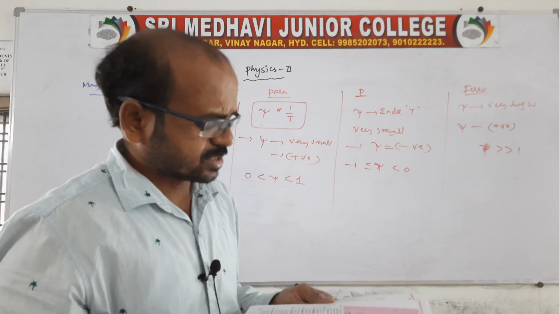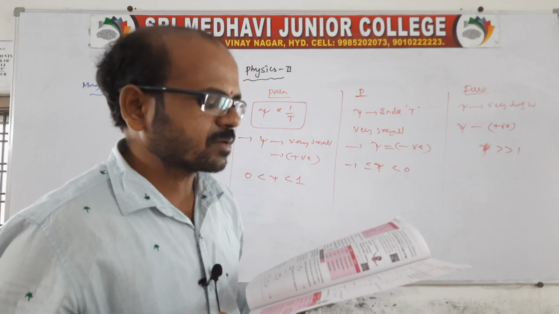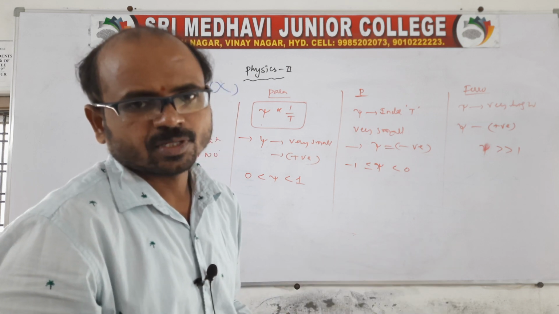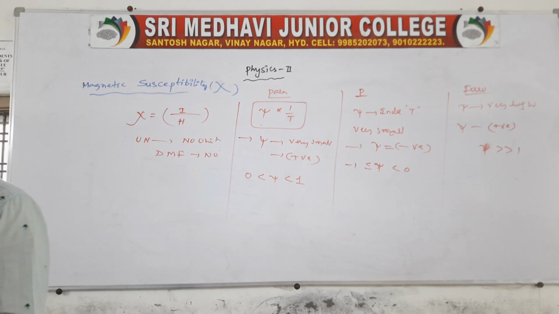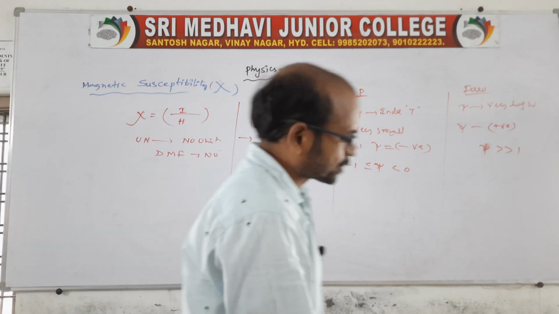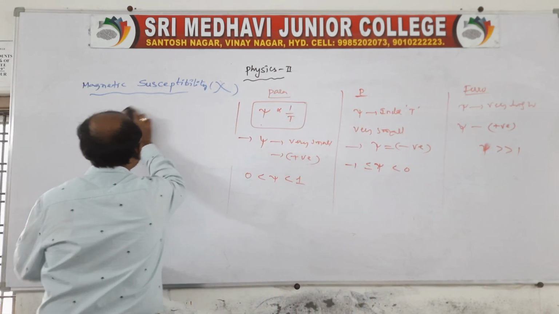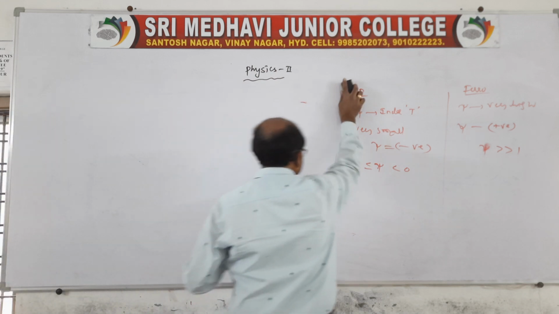For this question, everyone refer to page number 239: compare the properties of para, dia, and ferromagnetic substances. This is about the comparison between ferro, para, and diamagnetic materials, and go through this because this question is also important, which was given in May 2015.